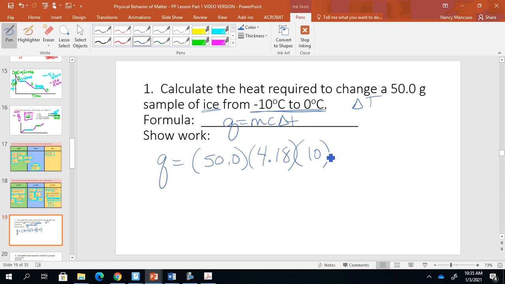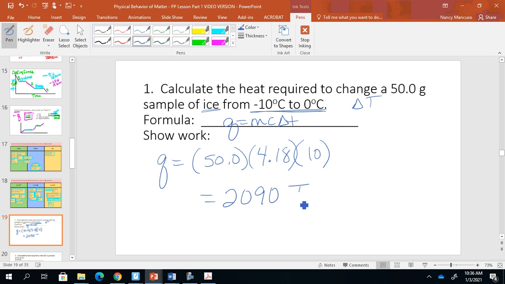So now I punch it in my calculator. 50 times 4.18 times 10 equals 2090.